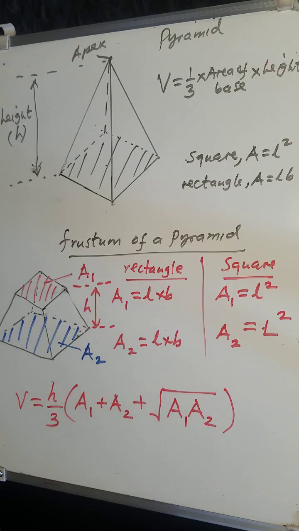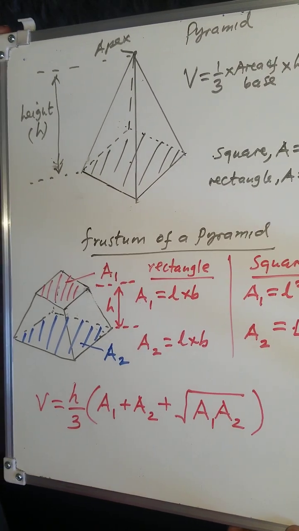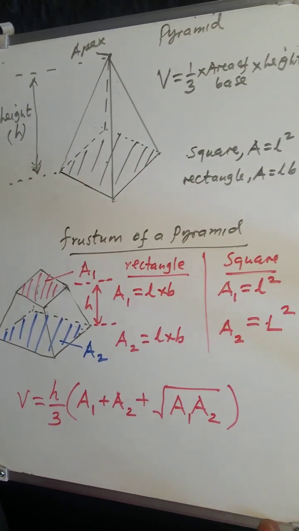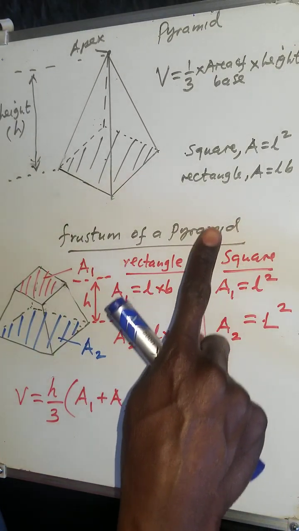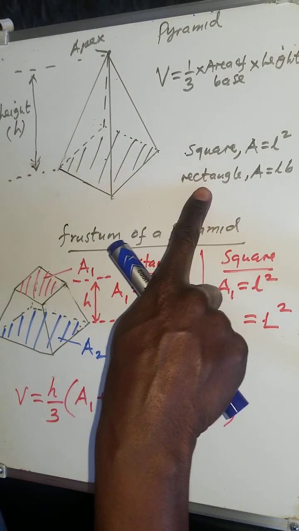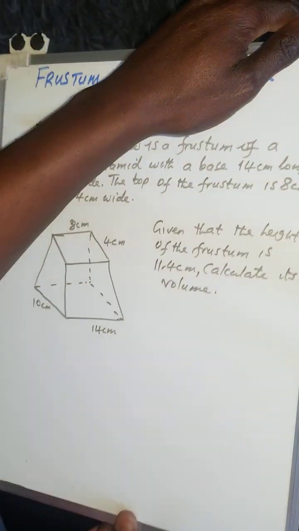But let me show you how you can go about answering that in a typical question that came in the ECZ exam, so that you are able to see how you can go about that. So remember what I told you, the base can be a rectangle or a square, but I'm going to start with a rectangle in this example.